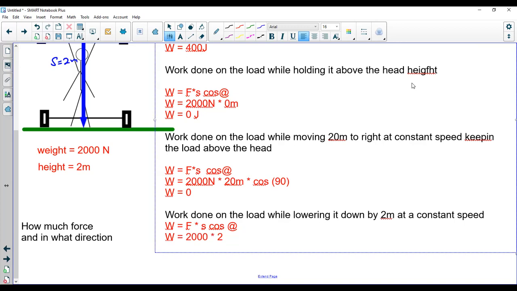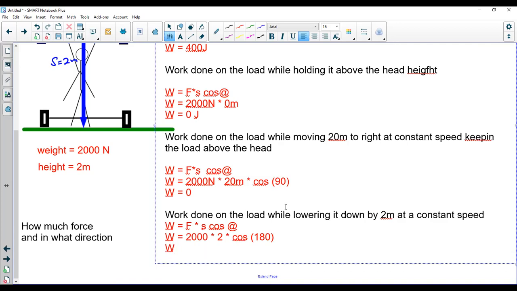Fatma, are you checking your answer? No. Magnitude was right. Cos 180. What's the answer of cos 180? Check it out on the calculator. Minus 4,000. Yes, so 2000 times 2 times minus 1 is minus 4,000. So that's the work done. So, right?